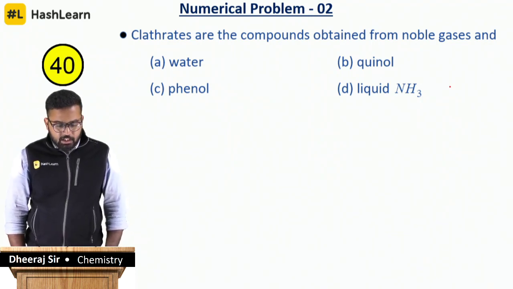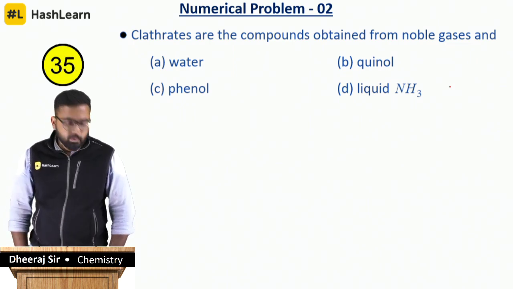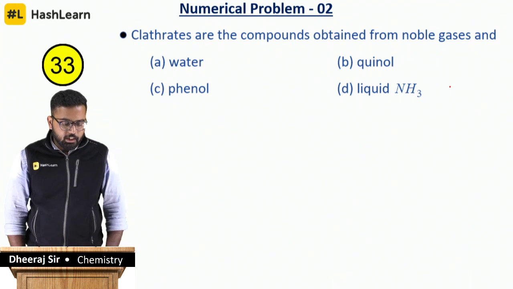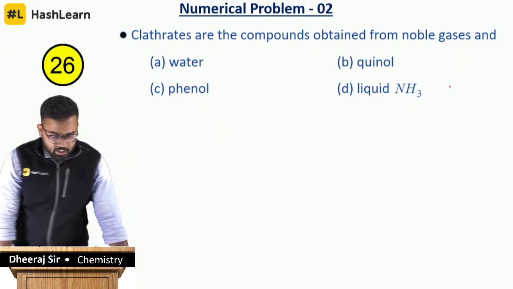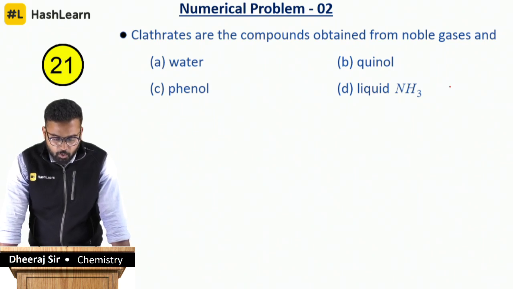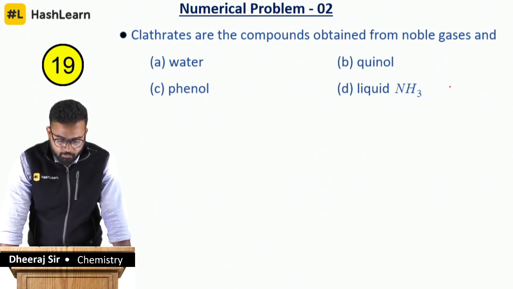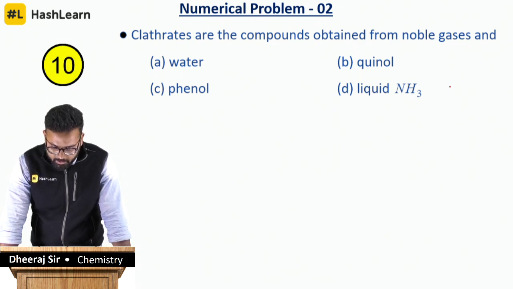Clathrates. Clathrates are the compounds obtained from noble gases, and let me quickly tell you, it has to be a multi right option question. So one answer is not right. In this case, a couple of answers are right. So think wisely. Clathrates are compounds obtained from noble gases, and option A water, option B quinol, option C phenol, and option D liquid ammonia. So clathrates are formed by what?